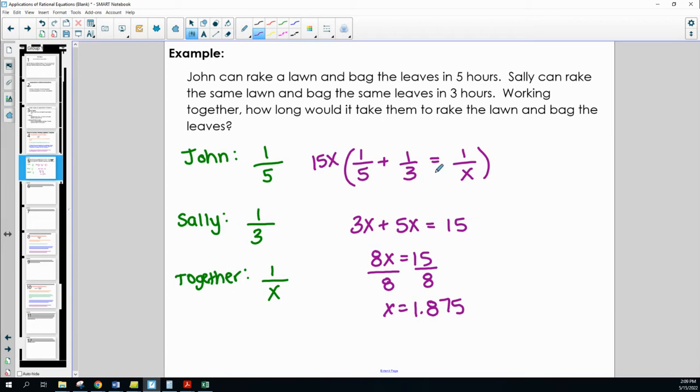We know that our domain restriction here is that x cannot equal 0, which is not our answer, so that's good. Our answer is also positive, and this is going to be in terms of hours, so we know that that is a good answer. And you can always double check your answer by taking that and plugging it into the equation that we came up with and making sure that the left-hand side of the equal sign is equal to the right-hand side of the equal sign.